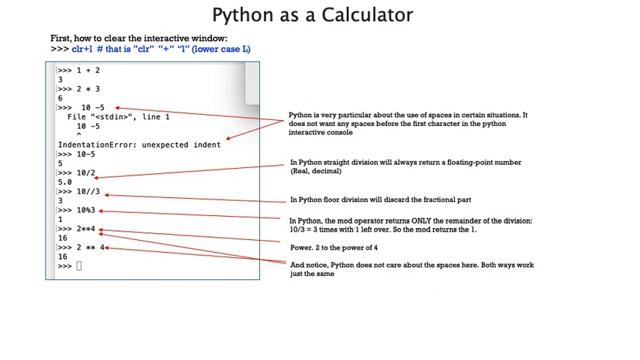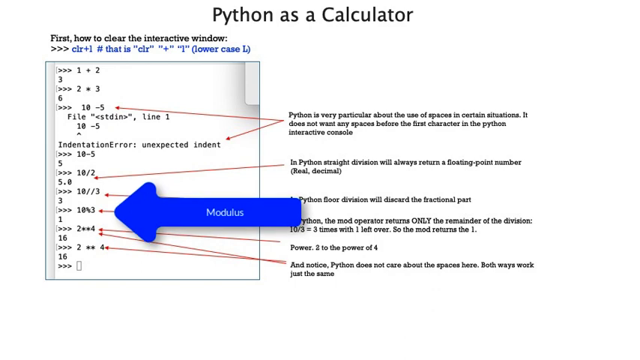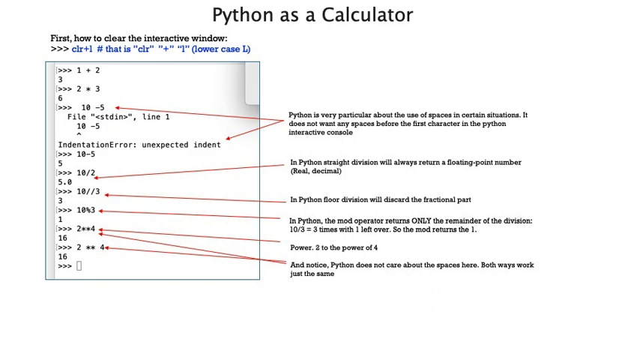Now, a couple of other things that I have here for you. In Python, straight division will always return a floating point number, also known as a real number. If we use 2 forward slashes, that is Python floor division, and it will discard the fractional part. So 10 floor division 3 brings you 3. The inverse of that is mod, or modulus. So 10 mod 3 will bring 1. The mod operator returns only the remainder of division. So 10 divided by 3 goes in 3 times with 1 left over. It's the 1 left over that represents the mod, or the modulo, or the modulus. You'd hear it said in any of those different ways.